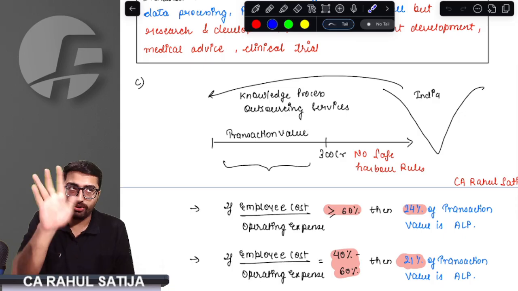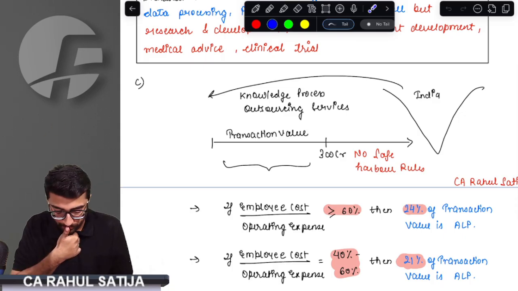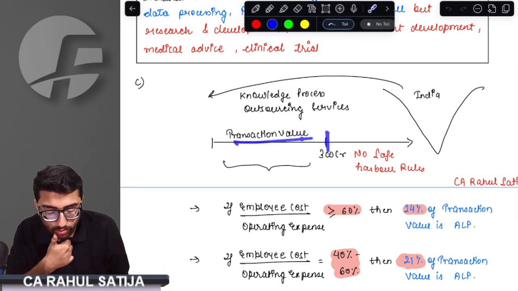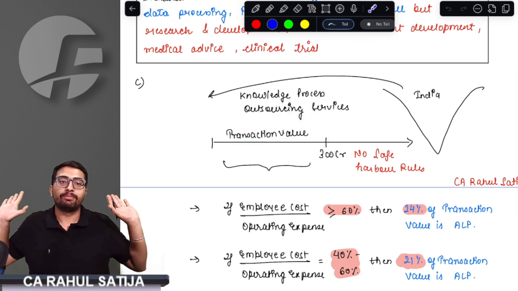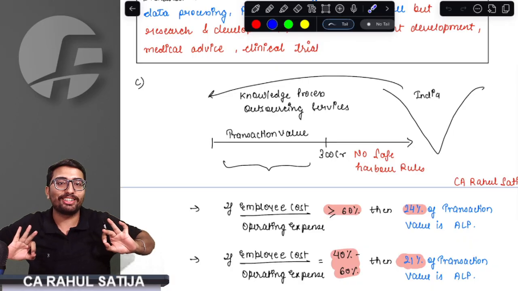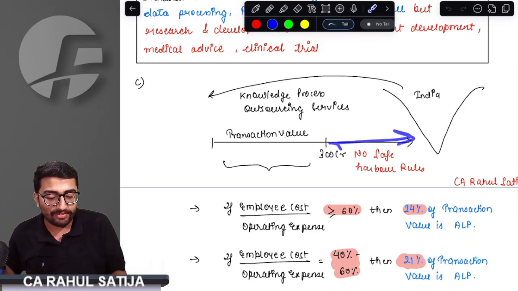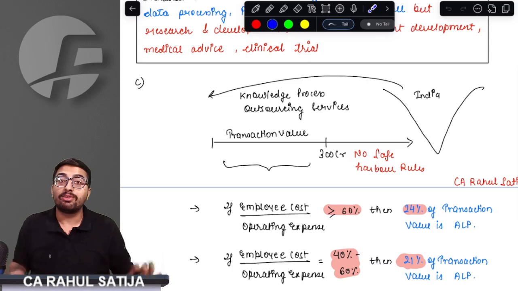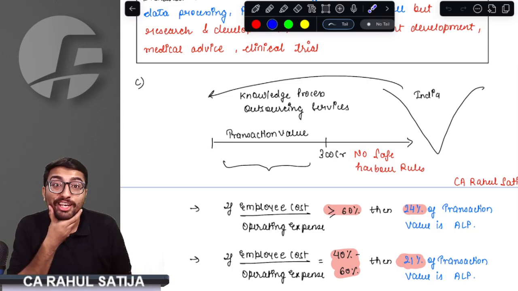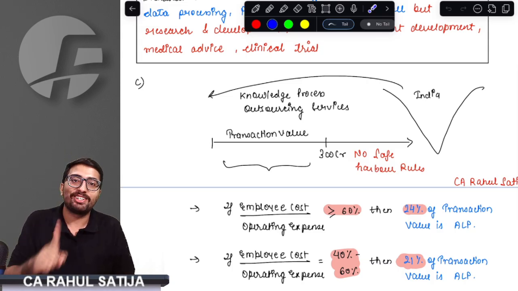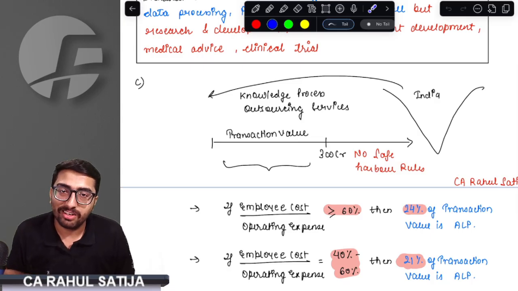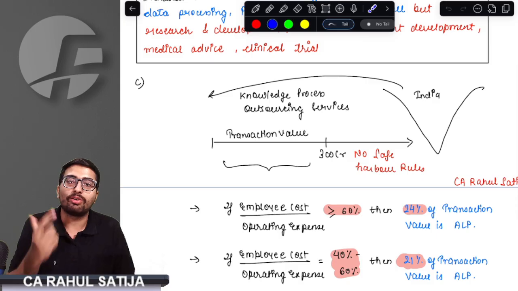Got it. And if the transaction value is up to 300 crore, then the safe harbor rule is given. If the transaction value exceeds 300 crore, no safe harbor rule. Now, sir, what percentage is to be declared? Is it again 17-18? The right answer is no. Here it is not 17-18. Here, the percentage of profit depends upon the employee cost to total cost ratio.